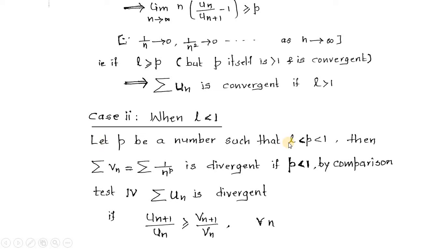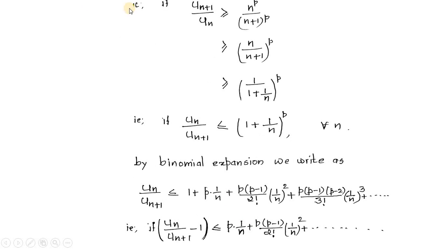Let p be a number such that L is less than p, which is less than 1. Then sigma vn equals sigma 1 by n raised to p, which is divergent if p is less than 1. And by comparison test 4, sigma un is divergent provided un plus 1 by un is greater than or equal to vn plus 1 by vn for all n. Again, as we have done in case 1, the same procedure applies here.